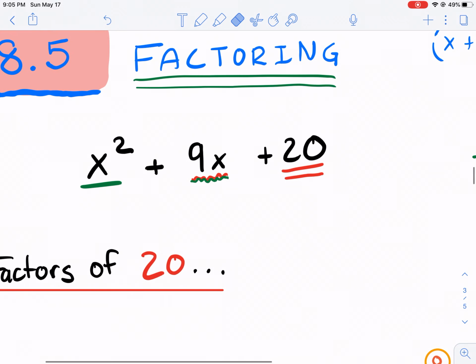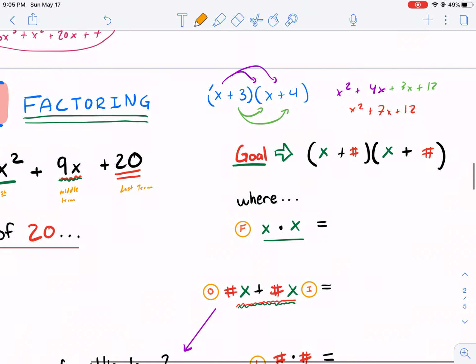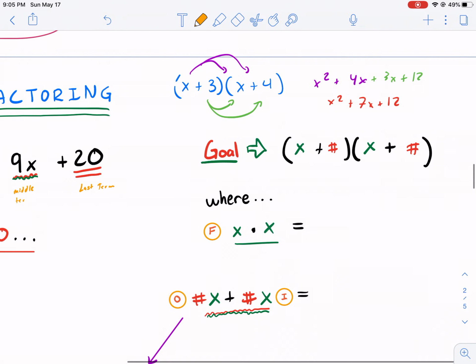Well, let's say we have something like x squared plus 9x plus 20. Essentially, we have three terms here. We have the first term, we have the last term, and we have the middle term, or the second term. If you want to call it first, second, third, that's good too, but generally it's first, middle, and last. I mean, that's at least the people I know. Okay, now your goal is to have it like this, where you have two parentheses with binomials. Okay, so that's your goal.